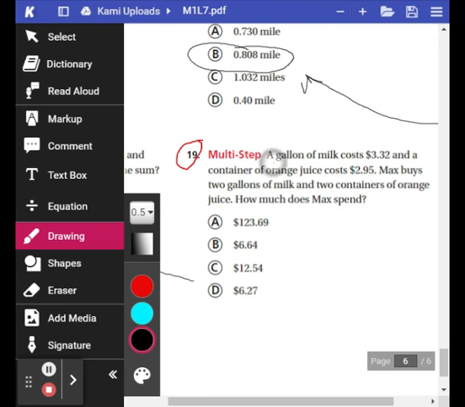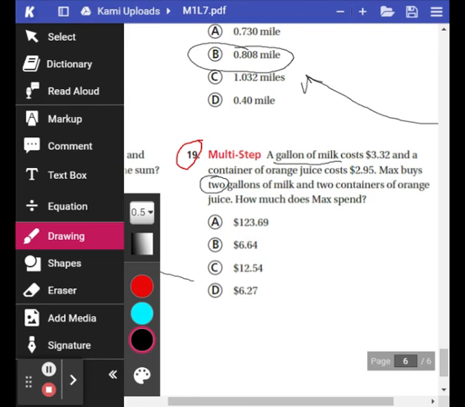We know that a gallon of milk costs $3.32. This is the milk. And orange juice costs $2.95. I'm going to put OJ. But Max buys 2 gallons of milk. So I can do this as times 2, or I can add another. Remember that the repeated addition of the same numbers is the same as multiplication because I have 2 groups of $3.32. So I'm going to add these 2 because he buys 2 gallons.